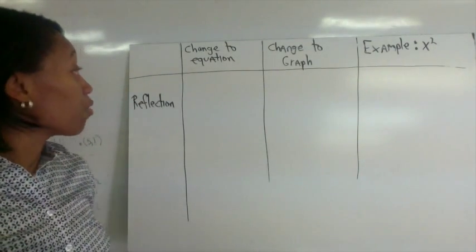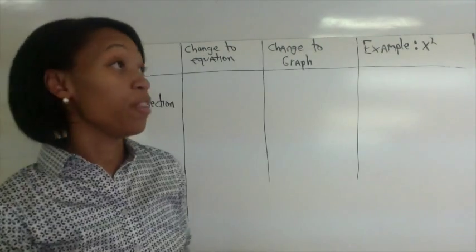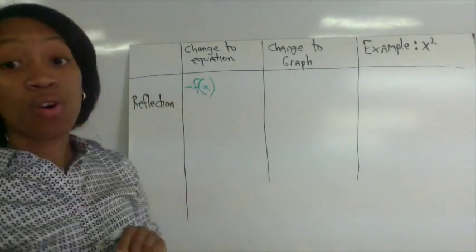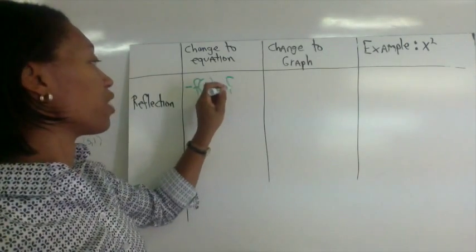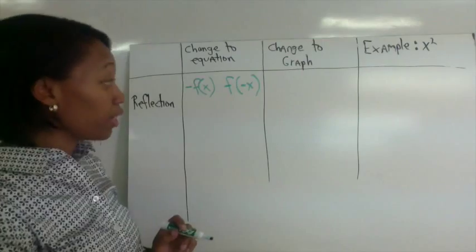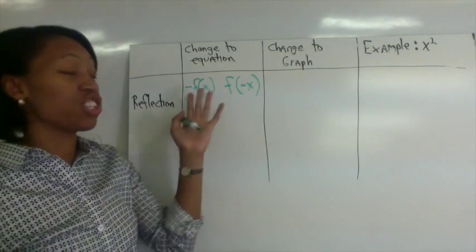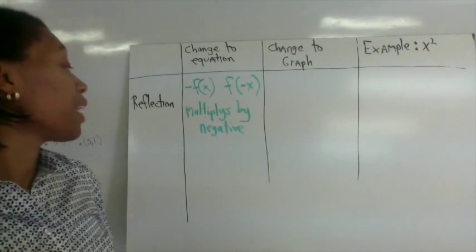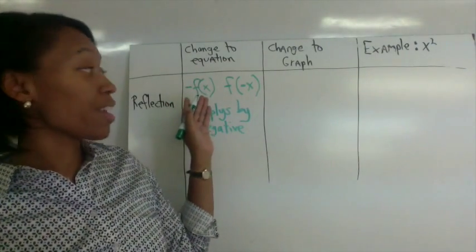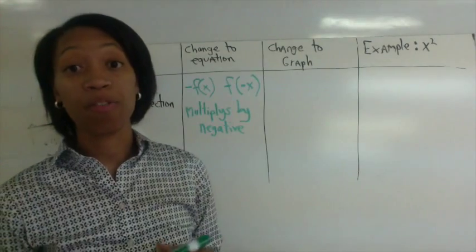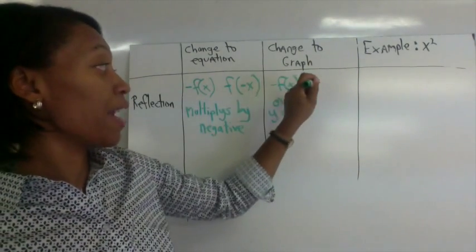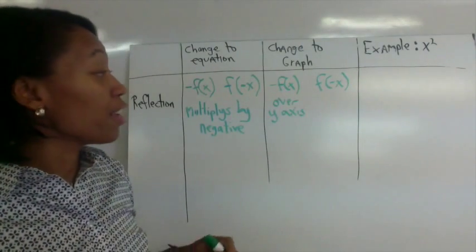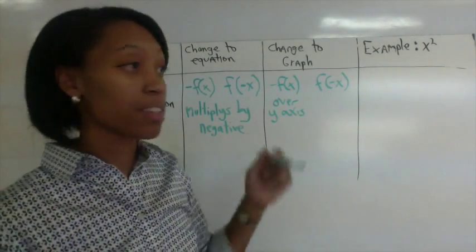So now, when we have reflections, it's going to change the equation by either putting a negative on the outside of the equation, negative f of x, or a negative inside the equation, f of negative x. Either way, whenever we're talking about reflection, it's going to multiply the equation by a negative. When we have a negative on the outside of the equation, outside is like the y value, that's going to be a reflection over the y. If we have a negative inside the equation, if an x has been replaced with a negative, then we have a reflection over the x.